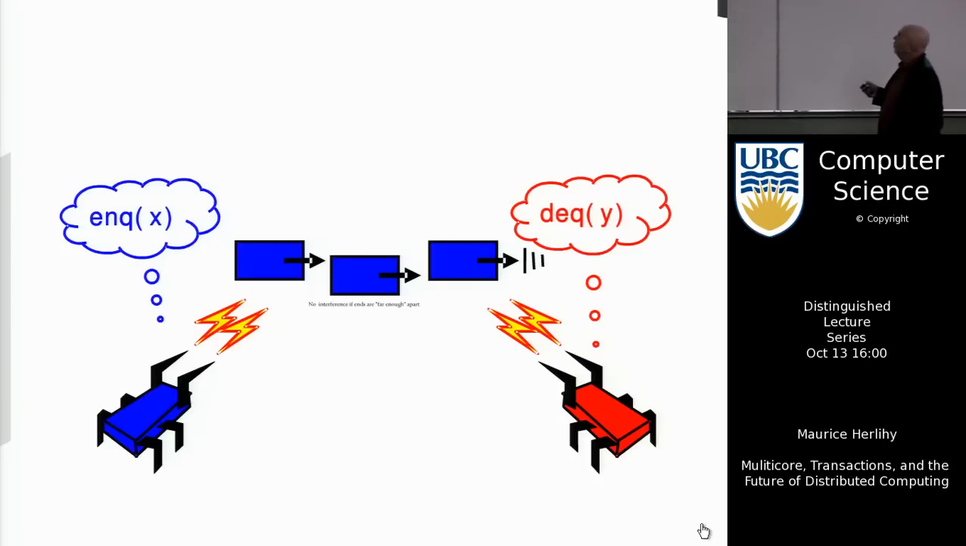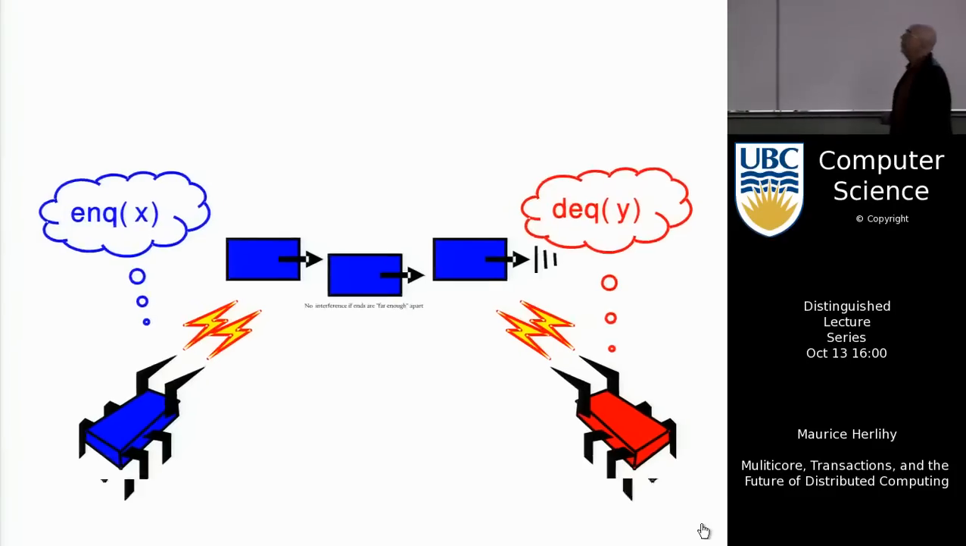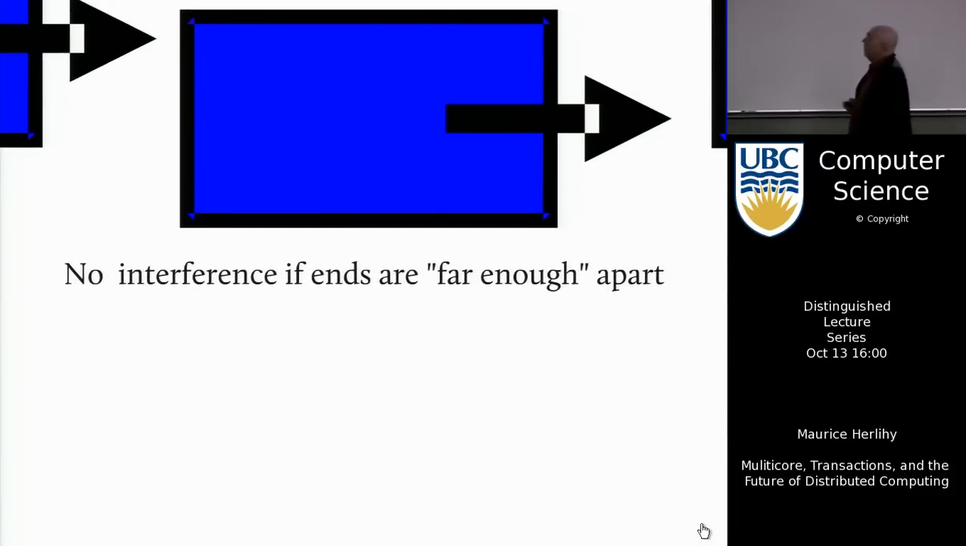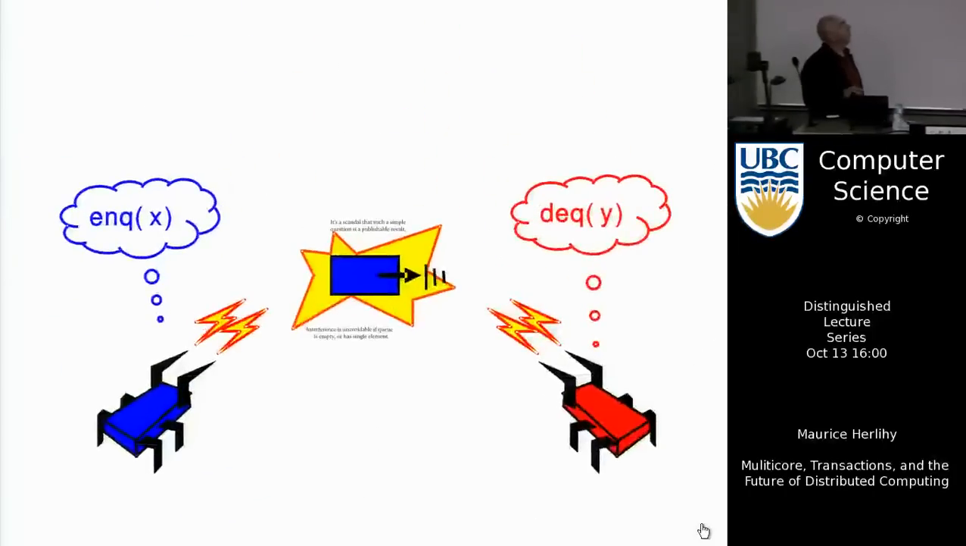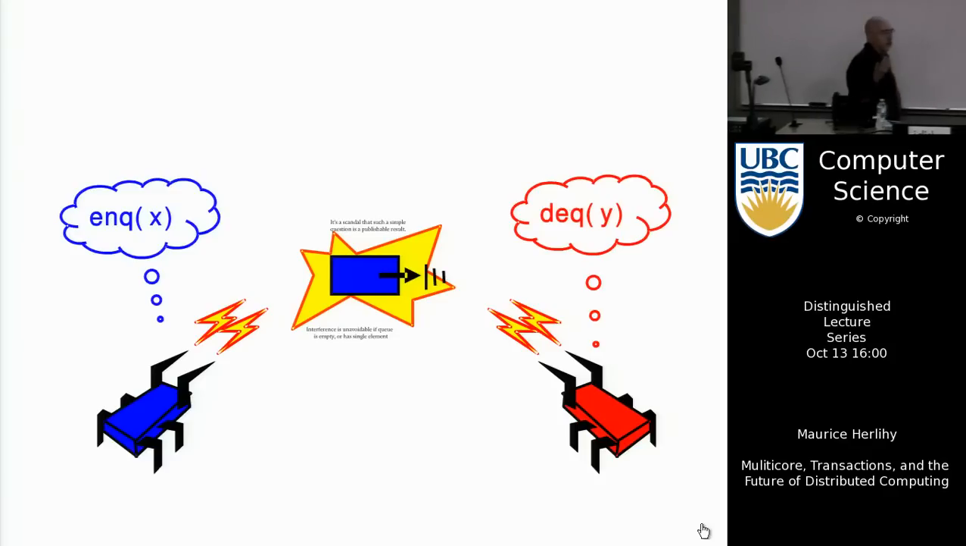So here I have a queue. It has two ends. I have one thread that wants to do an enqueue and one thread that wants to do a dequeue. And the question is, what kind of locking do I want? I could put a lock on the whole thing, but that's not scalable. So what I would like to guarantee is that if the ends of the queue are far enough apart, then the enqueue and the dequeue should be allowed to go on in parallel without interfering with each other. But of course, if the queue has either 0 or 1 elements, then they had better synchronize.